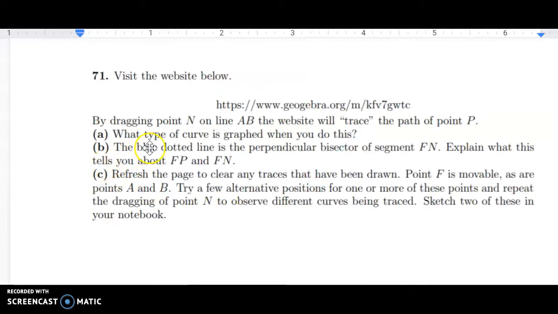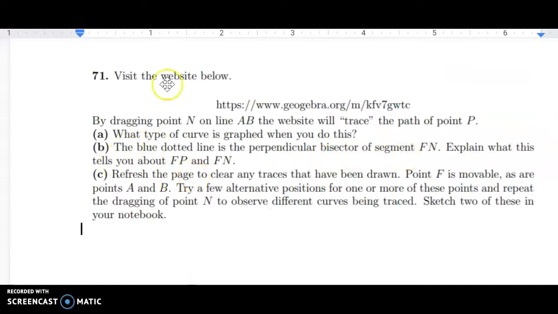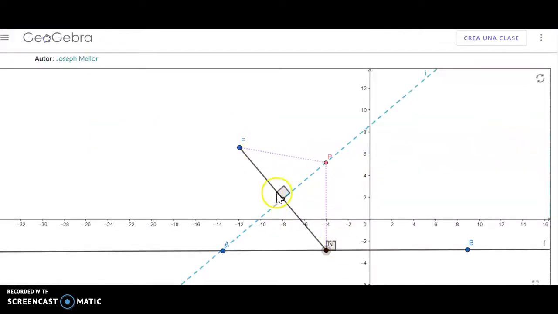Our second question is, the blue dotted line is the perpendicular bisector of segment FN. Explain what this tells you about FP and PN. So we know F to this point is the same distance as this and this. And from FP, this is a 90-degree angle, because the definition of a perpendicular bisector is a 90-degree line that goes through the middle of the segment.